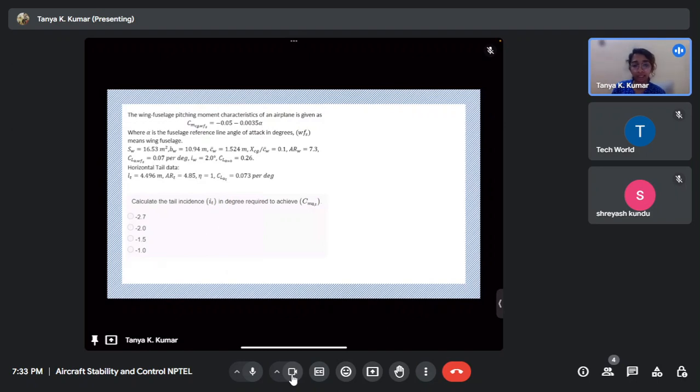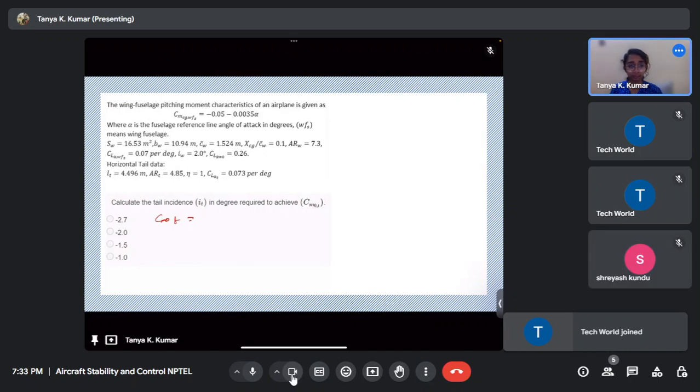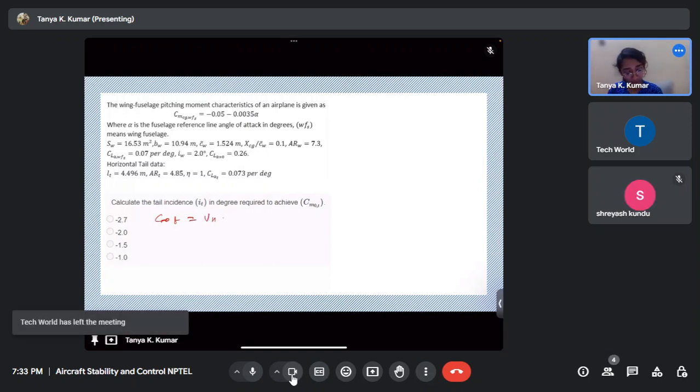Calculate the tail incidence angle IT in degree required to achieve Cm naught tail. We had seen that IT only features in the Cm naught tail. So just write the Cm naught tail, it's a component of Cm naught, the contribution of Cm naught by the tail. Just write down this equation and then you'll be able to find out IT. So it was VH eta Cl alpha tail and then the angle, right? So that was alpha tail. Just substitute alpha tail and you'll be able to get it.